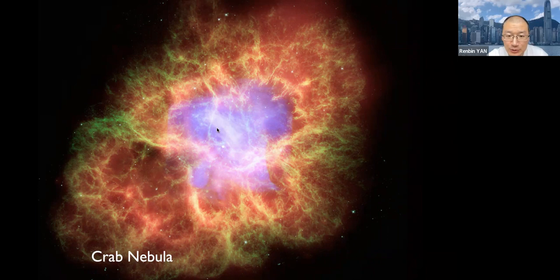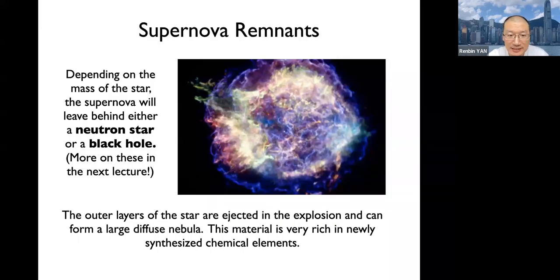And then we can see that star is a very young neutron star left behind, and all these beautifully colored filaments are the envelopes of the star that was pushed out by the explosion. So that is a supernova remnant, and there are many other supernova remnants in the universe. Here are some examples of that. Sometimes if the star is really massive, it doesn't leave behind a neutron star, it could leave behind a black hole. We will talk about that in the next lecture.